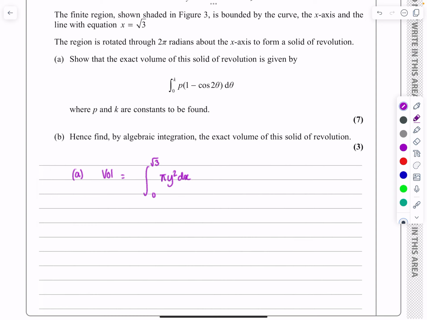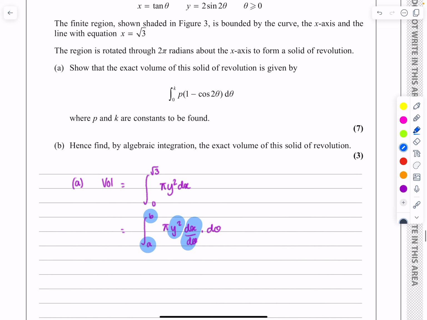So that's what we've got to do, but we've got our function defined parametrically. So what I'm going to do is say it's going to be the integral between two new limits, which I'll have to work out in a minute, of pi y squared and now dx d theta. So what that defines to me is I'm going to have to find y squared, I'm going to have to find dx d theta, I'm going to have to find those two values, and they're telling me that once I've got all of those, I should be looking to get p as being 1 minus cos 2 theta.